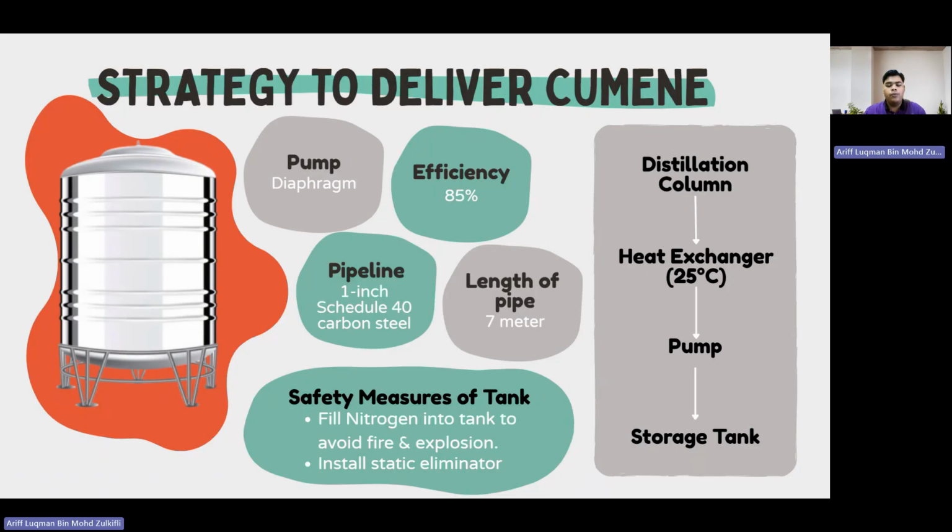Next, for the storage tanks, because cumene is a flammable fluid, we need to take some safety measures. So first of all, we are going to fill nitrogen into the tank to avoid any fire and explosion, because nitrogen will decrease the oxygen content in the tank, so the risk of fire and explosion happening in the tank could be reduced. Then the second safety measure is to install a static eliminator. The static eliminator will eliminate any static electricity by neutralizing the charge that exists in the tank.